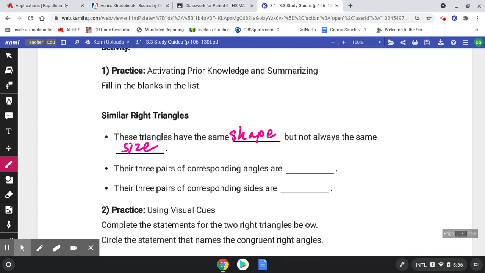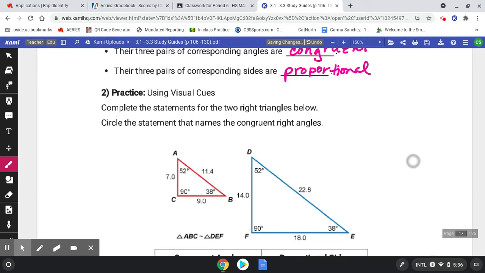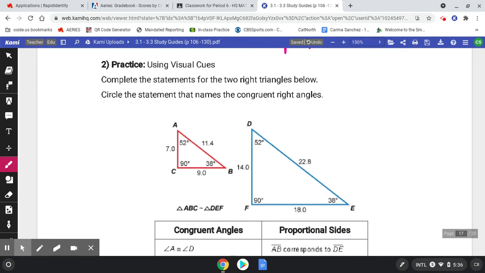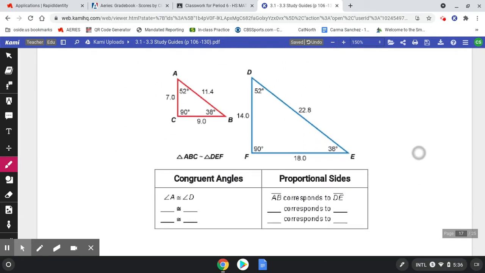And 3 pairs of corresponding angles are congruent. So remember that similar triangles have congruent angles, and that 3 pairs of corresponding sides are proportional. So they are not congruent, they are proportional. So looking down at these 2 similar triangles right here, you've got 2 images, one of a small red one and one of a big one.